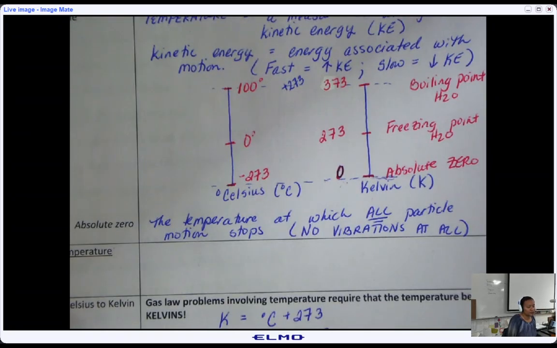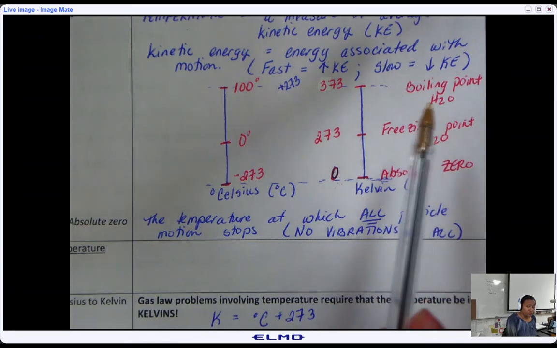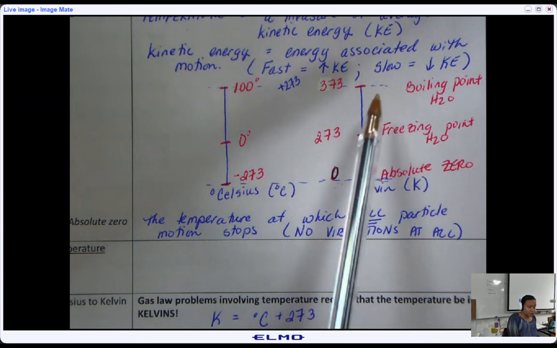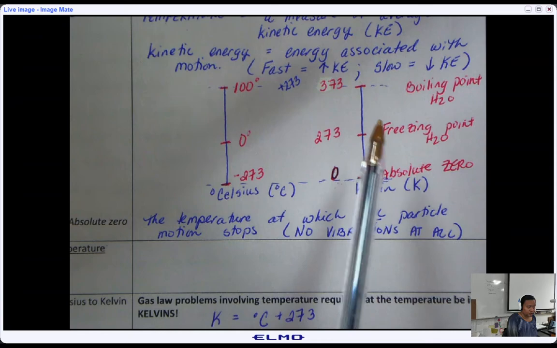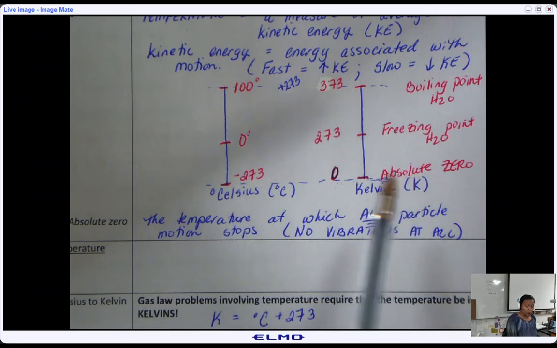All right, so that's absolute zero. So here's my question. Temperature is a measure of average kinetic energy, and as the temperature drops, your average kinetic energy is decreasing. Absolute zero, we say that this is where all motion stops.